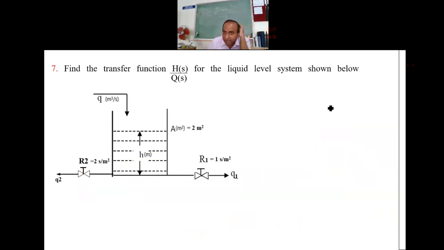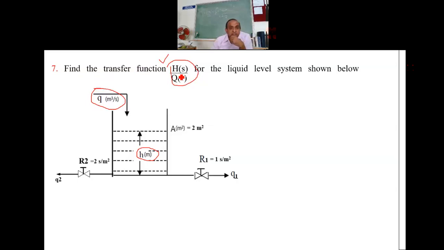So this is on the tank. Please have a look at this tank. So what is asked? Find the transfer function H by Q. What is that H by Q? This is output and this is input. So you are supposed to find the transfer function.